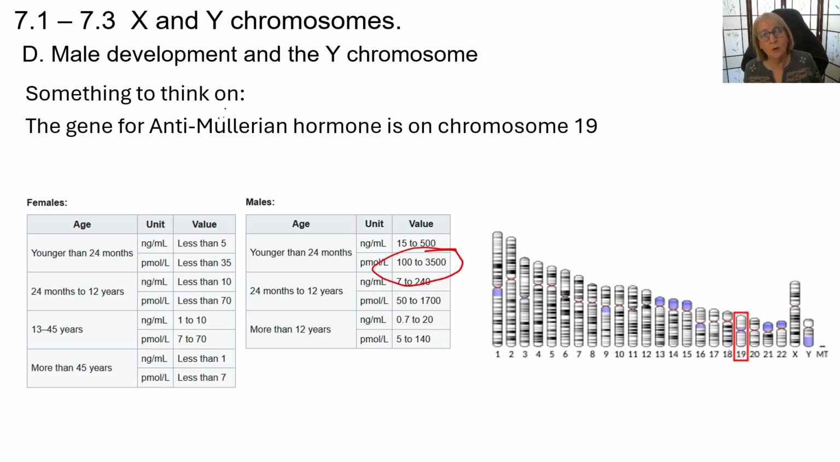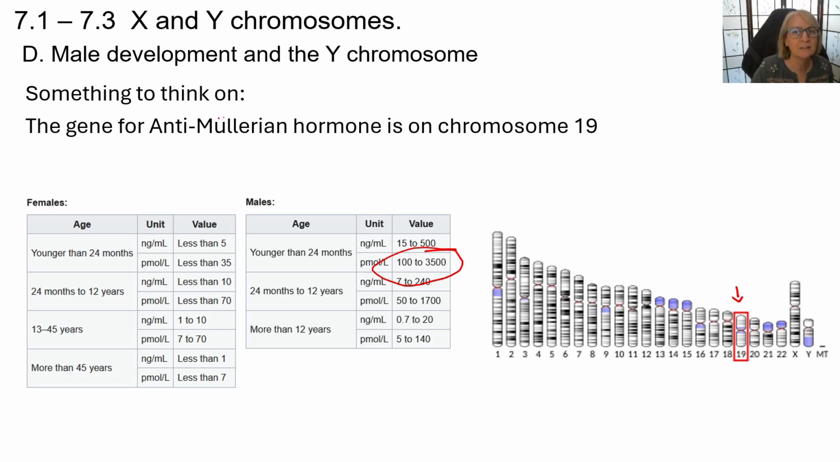The anti-Mullerian hormone is inhibiting female development. But the development is actually on chromosome 19. So we talked briefly, when we talked about epigenetics, about the fact that we could have control switches and epistasis. Those control switches can be switching on autosomes even though the controls are on the sex chromosomes.